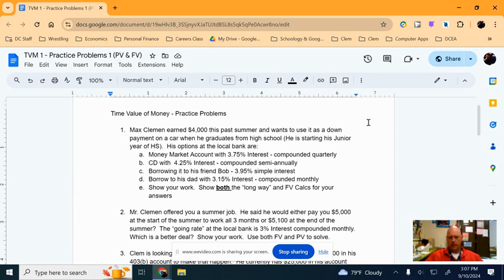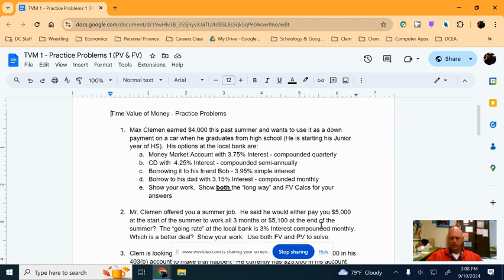This is Mr. Clem, and we are going to go over the answers to some of the homework that we've been practicing, some of our time value of money ideas. In class, we talked about doing the calculation for simple interest the long way. We've done compound interest the long way, the PRT, principal rate time way. And we're also going to look at doing time value of money using the future value function.